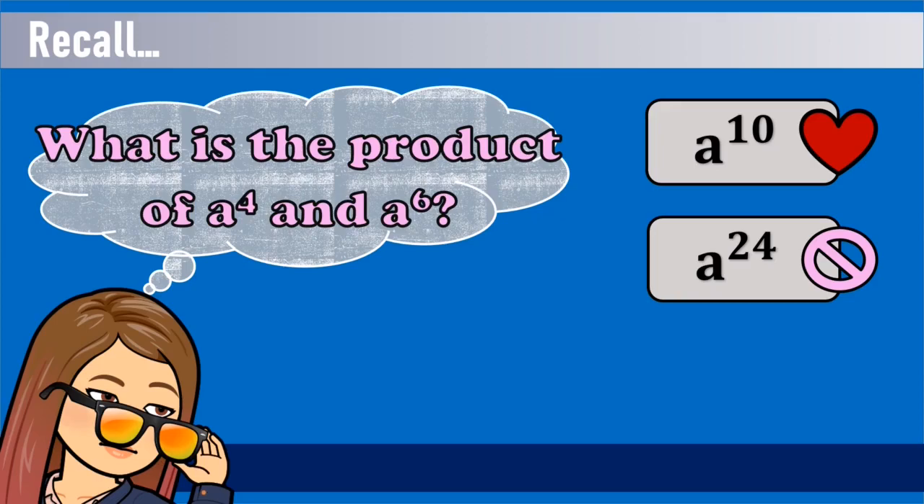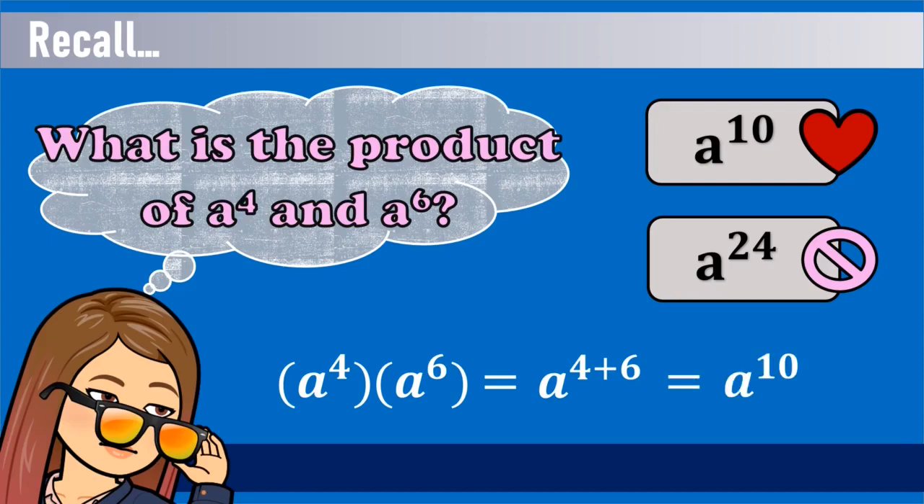This case belongs to the product rule. In the product rule, you are given two factors that have the same base: a to the power of 4 and a to the power of 6. The base is a. So we simply copy a, then we add the exponents 4 and 6. So the answer is a to the power of 10. So again, what do we do if we have the product rule? We simply copy the base and add the exponents.